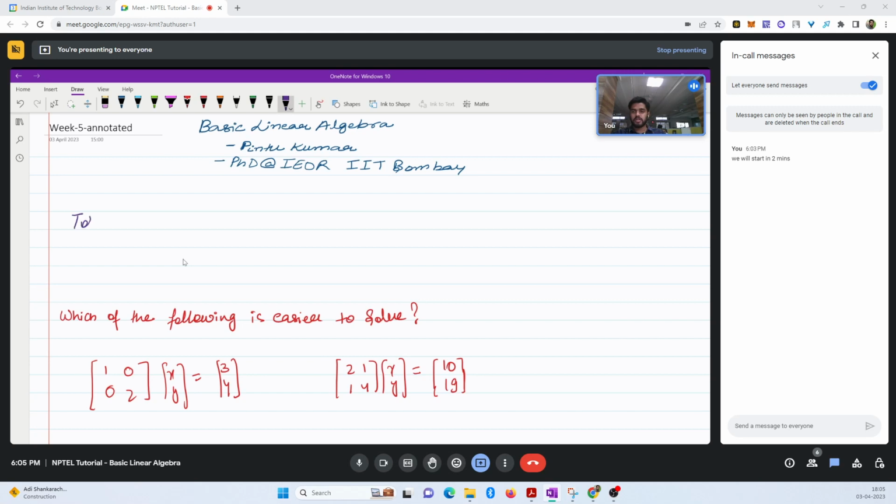So the topics that I plan to cover today are eigenvalue, eigenvector, and diagonalizability.